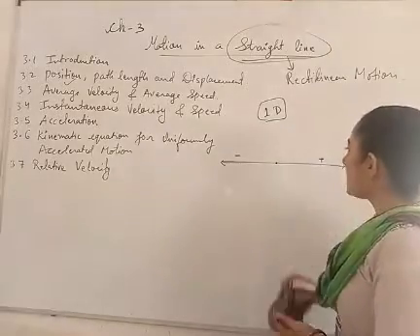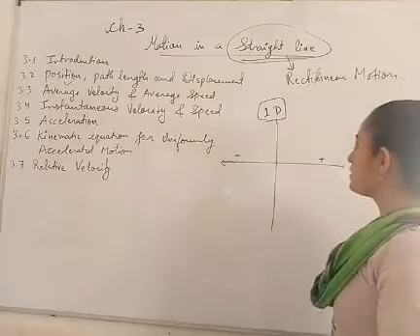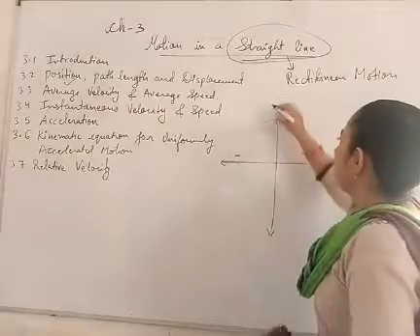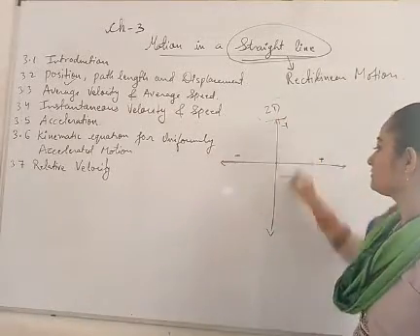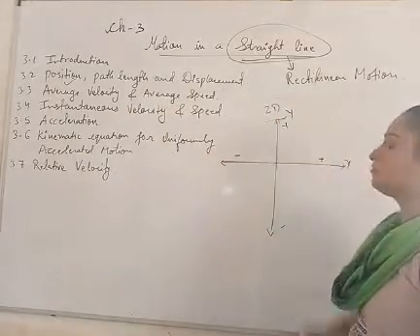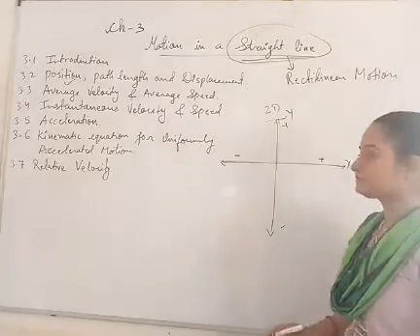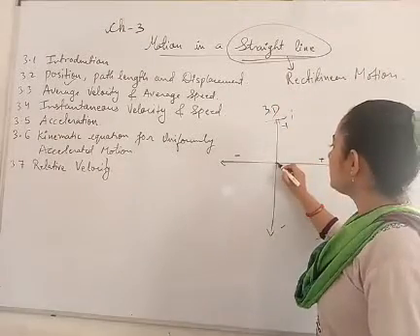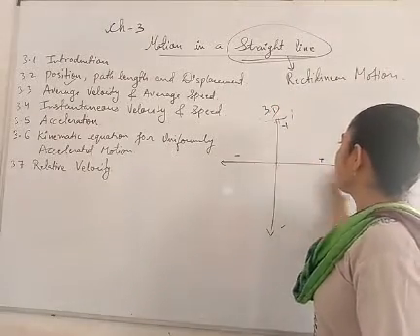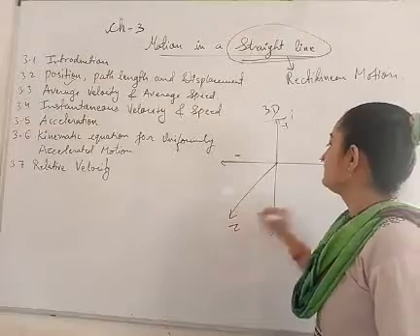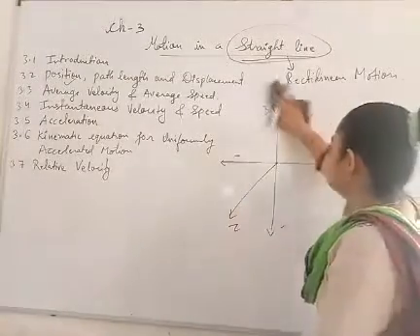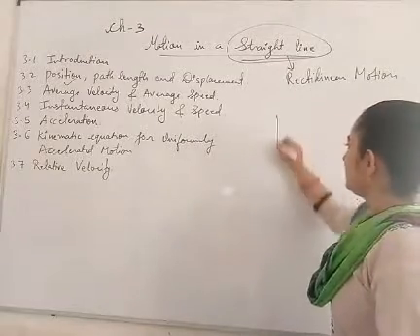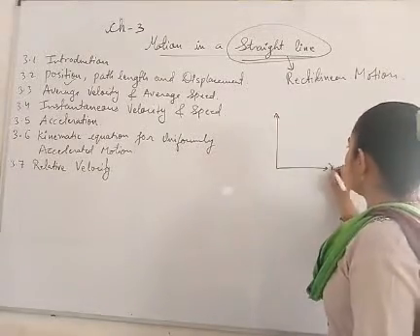Now comes two-dimensional motion. This is your two-dimensional motion, that is the x-axis and y-axis. Clear? Then comes three-dimensional motion, having three coordinates, say for example x, y and z. Clear? You may also see it like this in the book. In the book, this is your two-dimensional motion.